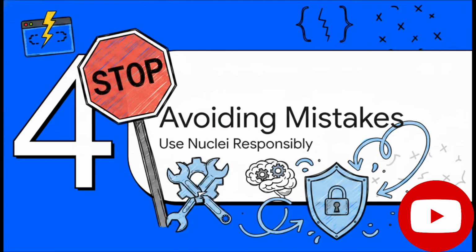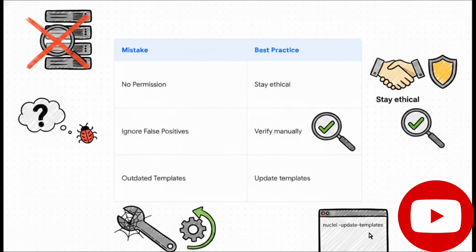Section 4, Avoiding Beginner Mistakes. Okay, before you rush straight to the command line, we need to have a serious talk. The sheer flexibility of this tool means you really need to use it responsibly. The absolute #1 mistake beginners make is scanning without permission. You must never, ever scan systems you don't own or have explicit permission to test. Always stay ethical and legal.